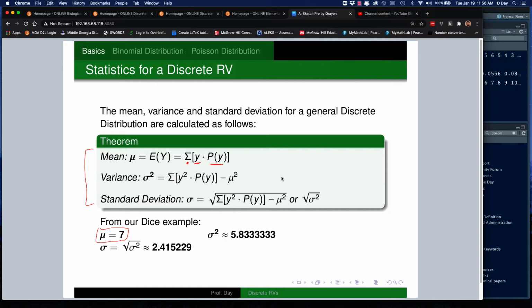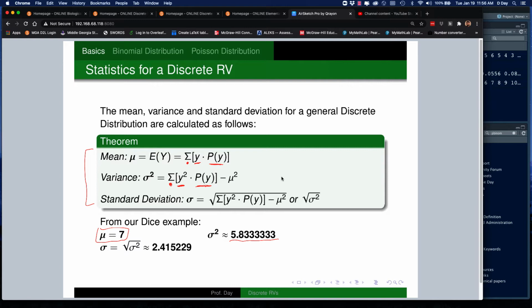The variance here is similar. You take each of the values 2 through 12 and square them, then multiply them times the probabilities, add those things together, and then subtract the mean we just found squared, and that would give us the value of 5.833 repeating. And the standard deviation is just the square root of that value there.